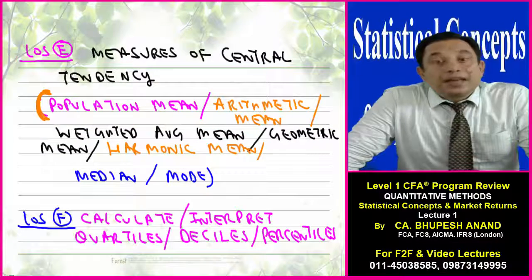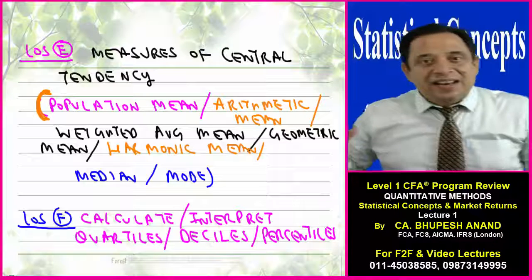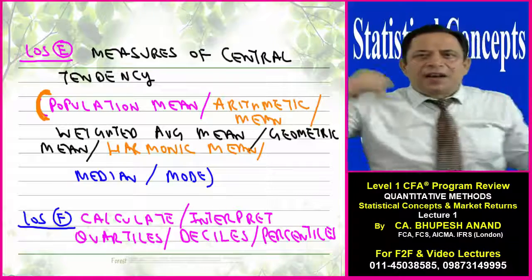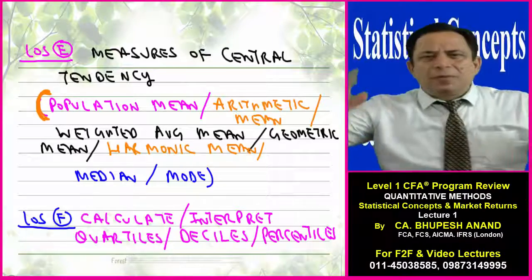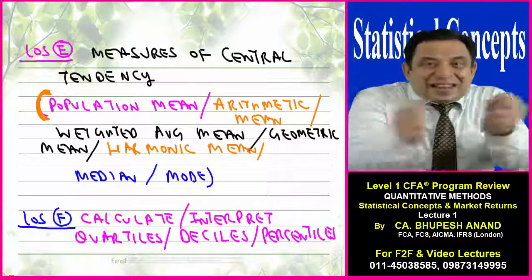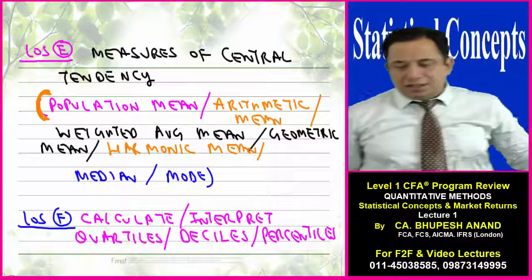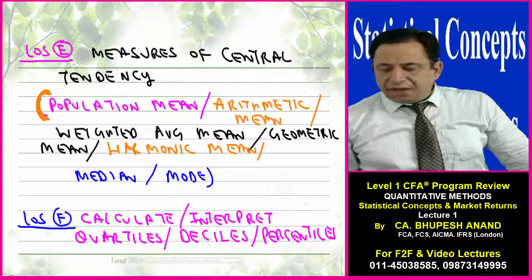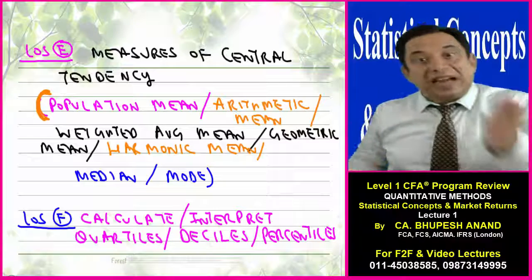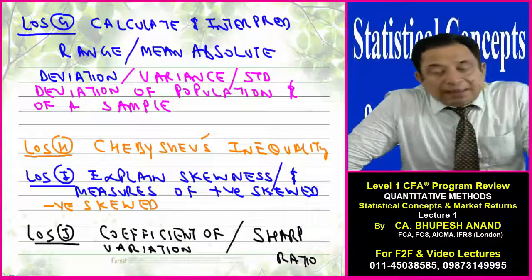Learning outcome number E. Now here the fun will start. That is central tendency. Mean. How many types of means are there? Arithmetic mean, weighted mean, geometric mean, harmonic mean. Different types of means we'll be discussing with that. What is the meaning of a median? What is the meaning of a mode? What is the relationship between mean, median and mode? That is in learning outcome number E we'll be discussing. Learning outcome number F, we will be dividing the data into 4 parts: quartile, percentile, decile. How to do that, we will discuss in learning outcome number F.